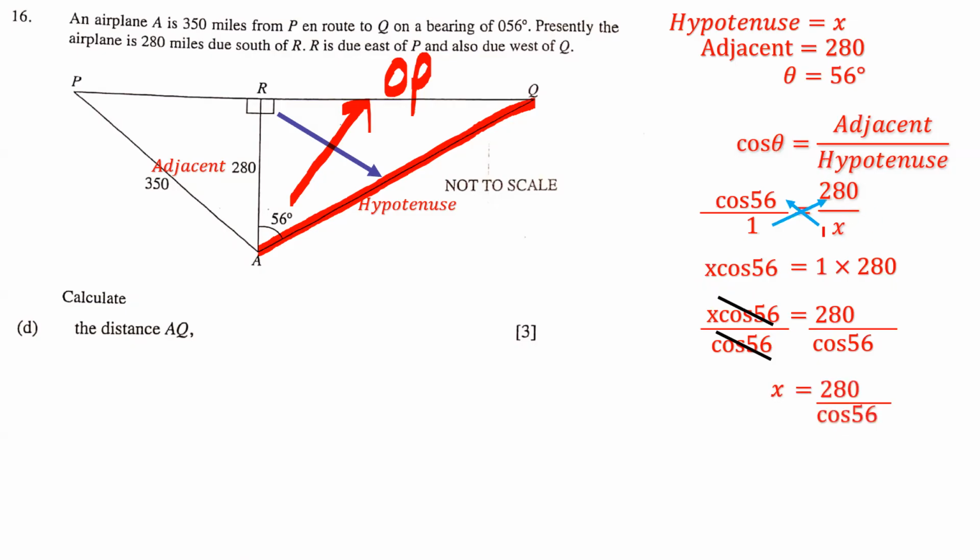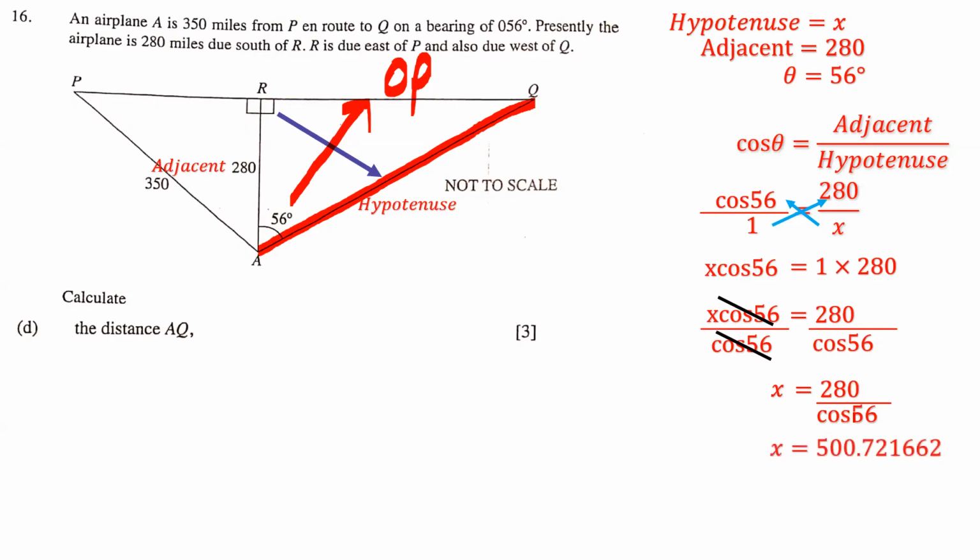What did I do? I cross multiplied. Then I did X times cosine 56, and 1 times 280, which is 280. Then again, I want to get rid of this cosine 56, so I divide both sides by cosine 56, cancel, cancel. And so X is going to be equal to 280 divided by cosine 56.